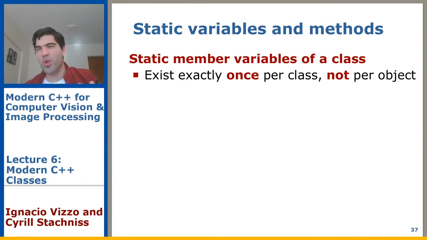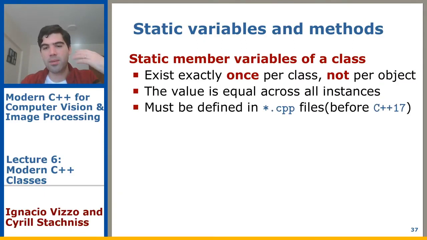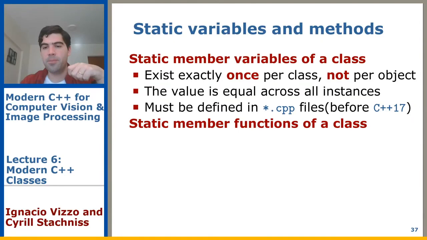We saw an example of static variables on lecture 3, I guess, but this is basically the same. The value will be the same across all instances. And actually before C++11, you need to give this value in the cpp file. But now in C++17, you can create a header file and say static variable and give the value there.